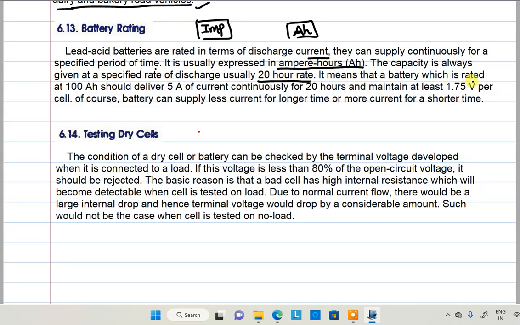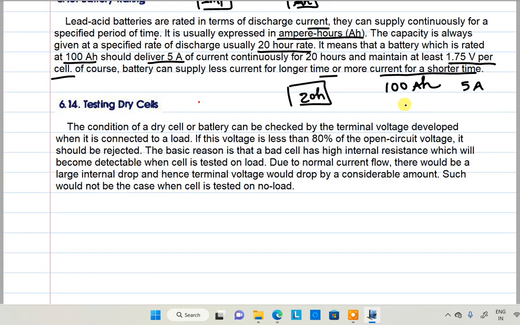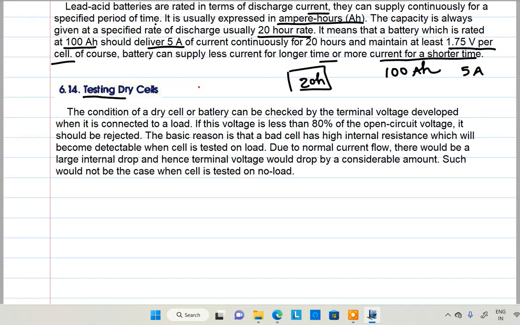It means that a battery rated 100 ampere hour can deliver 5 amperes. That means for 20 hours it is capable of delivering the power, and maintains at least 1.5 volt per cell. Of course, the battery can supply less current for a longer time, or more current for a shorter time. Okay. So finally, one of the important points here: what is the rating of a battery? Ampere hour.